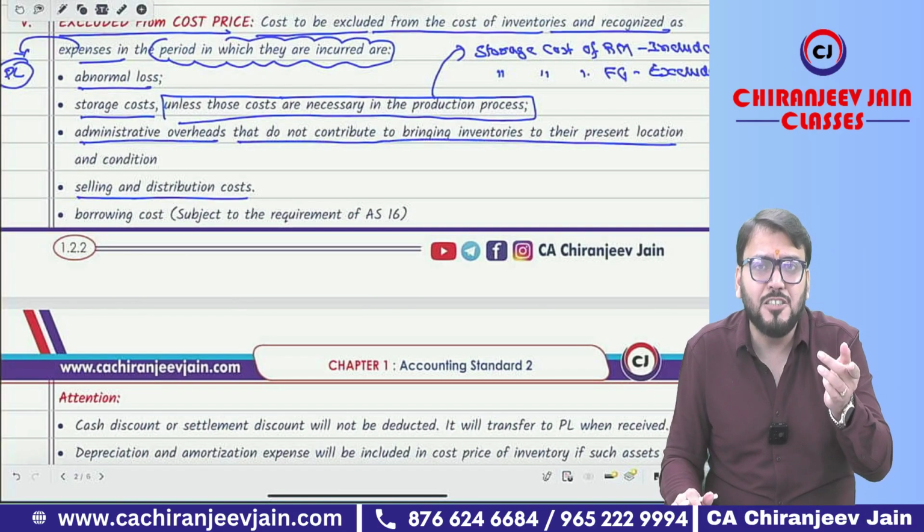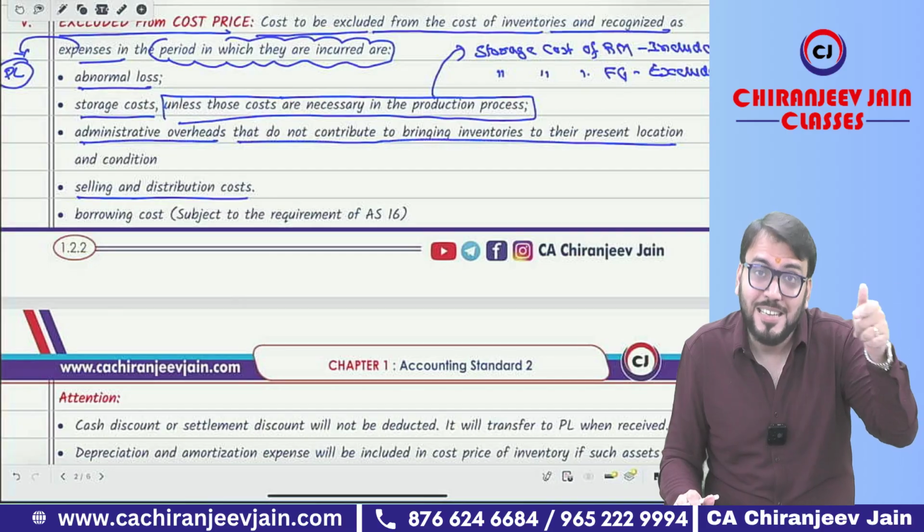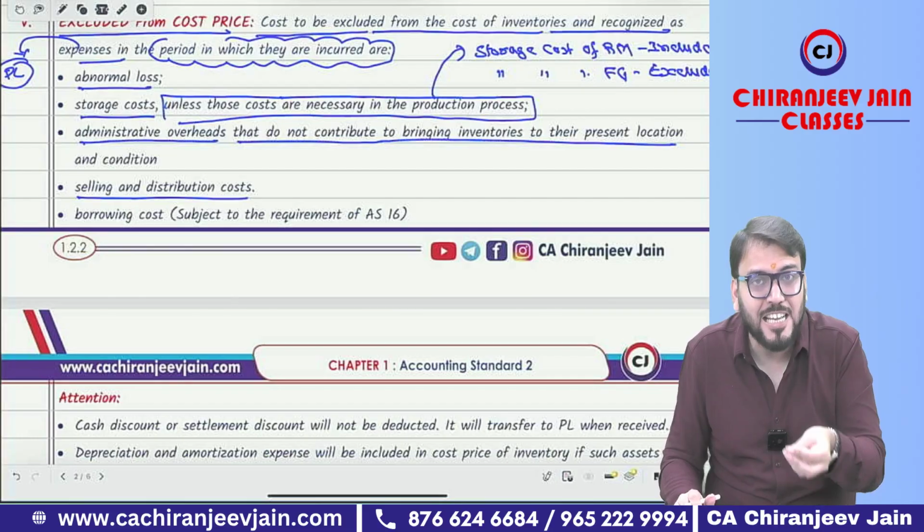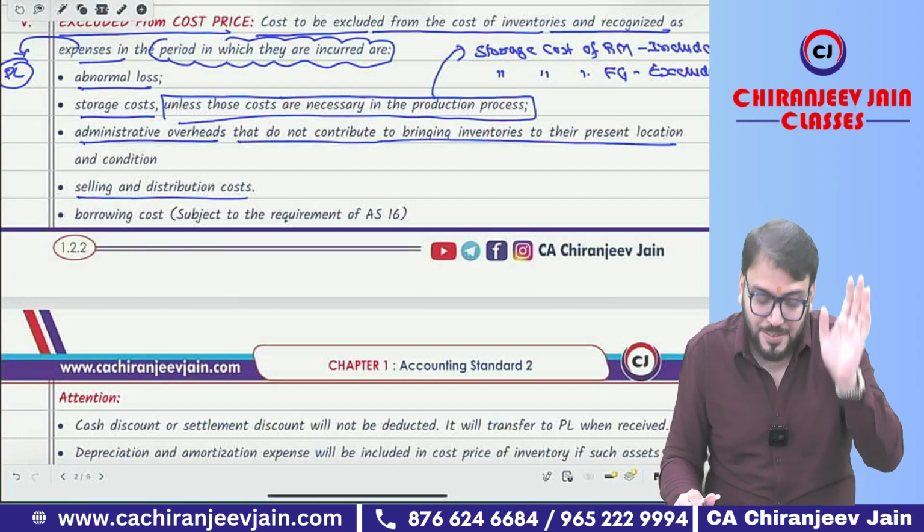For example, in childhood you have done carriage inward in trading account, carriage outward in P&L account. Why outward? Outward means selling expense. Selling expense will not be added to the cost price of inventory.